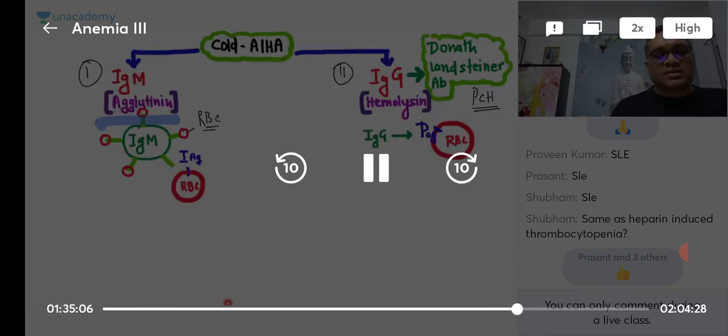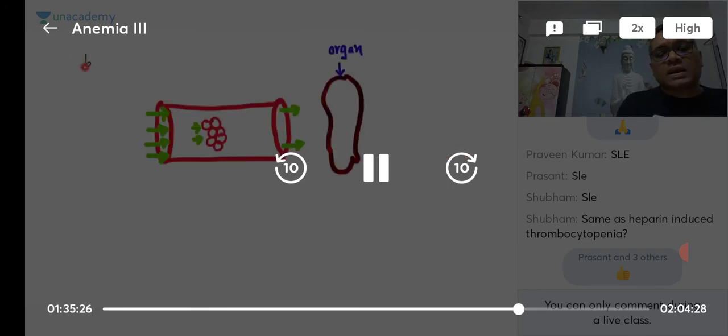Now notice, this is the molecular mechanism. I'm just telling you, this is the beautiful correlation. I have told you the molecular mechanism. There is agglutination because IgM is formed against the I antigen of the RBC, and now they are forming clumps. Can you see all these are the clumps? This is the molecular mechanism, number one. Now look at the clinical mechanism.